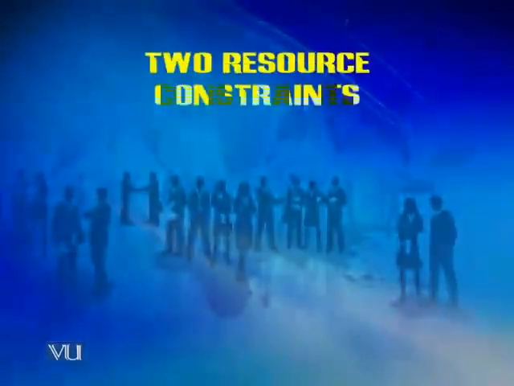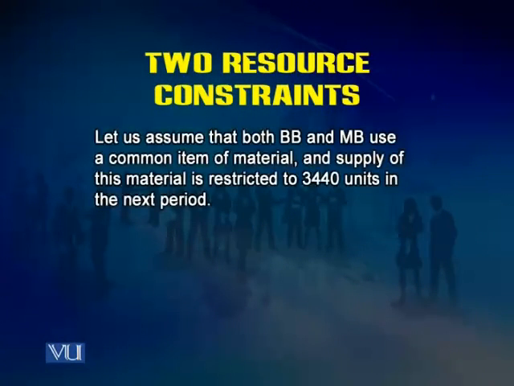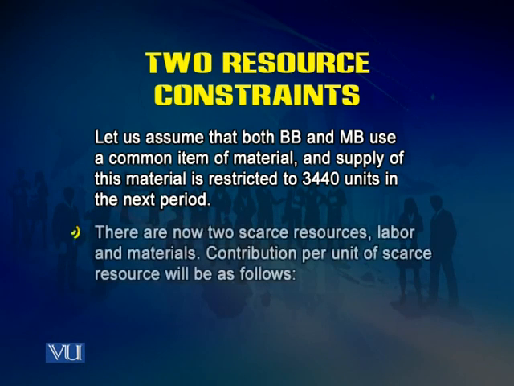Limited resource labor: 2,880. We said that we are going to maximize the contribution per unit, and arrive at a total contribution of 6,600. Two resource constraints. Let us assume that both BB and MB use a common item of material, and supply of this material is restricted to 3,440 units in the next period. There are now two scarce resources, labor and material, and contribution per unit of scarce resource will be as follows.